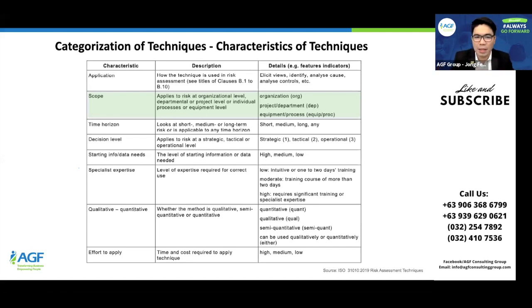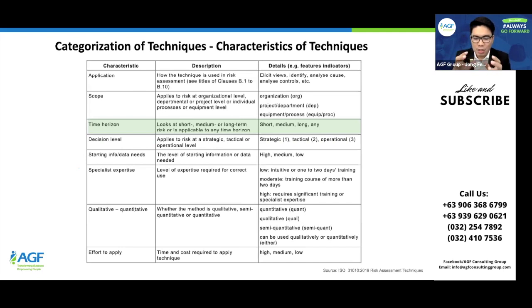Now let's take a look at the time horizon. Look at this, the time horizon. The scope, then you have the time horizon there. Each of these risk assessment techniques follows a different time horizon. Some may be short term, while others would take more than 3 months maybe to implement, because you have to gather data and all that. Okay, so understand this.